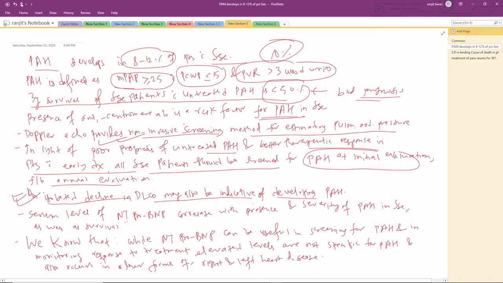Serum level of NT-proBNP correlates with presence and severity of pulmonary artery hypertension in systemic sclerosis as well as survival. While NT-proBNP can be useful in screening for pulmonary artery hypertension and in monitoring response to treatment, elevated levels are not specific for pulmonary artery hypertension and can also occur in other forms of right and left heart disease. We know that.